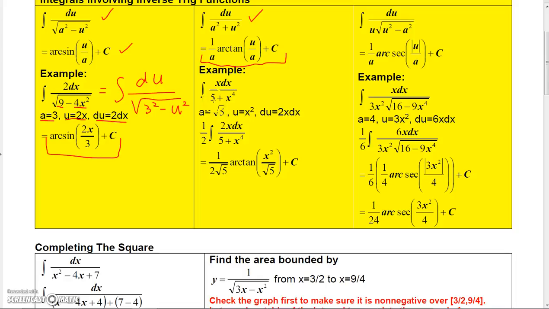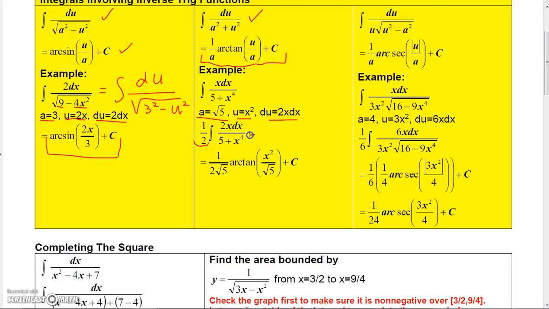Well, first of all, 5 can be treated as a squared, where a is square root of 5, because if you square the square root of 5, you get 5. And x to the fourth can be treated as u squared, where u is x squared. But if u is x squared, then du is 2x dx. So in order to get a 2 up here, I'm going to have to multiply the numerator by 2 inside the integral. And remember, I can do that as long as I multiply on the outside by 1/2.